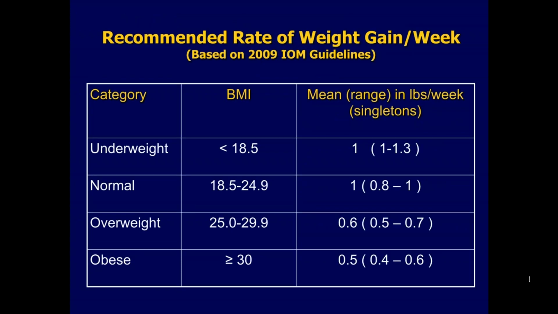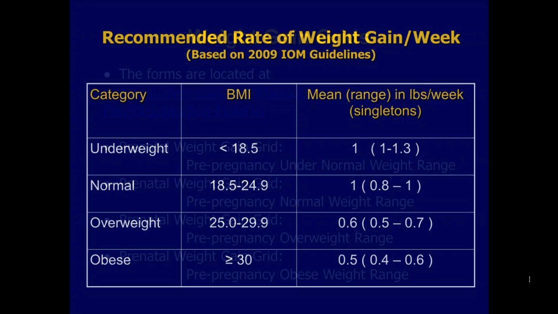The next slide shows the same thing based on the IOM guidelines. So if you're looking at the category and the BMI, and the mean range in pounds per week for singleton, I'm not going to read through that, but you can see that for underweight it's about 1 pound recommended weight gain per week, and for normal, it's about 0.8 to 1. Overweight is on average about 0.6, but half a pound to 0.7. For the obese category, we want at least about 0.4 to 0.6 pounds of weight gain per week.